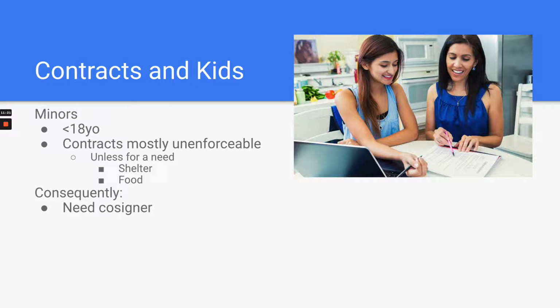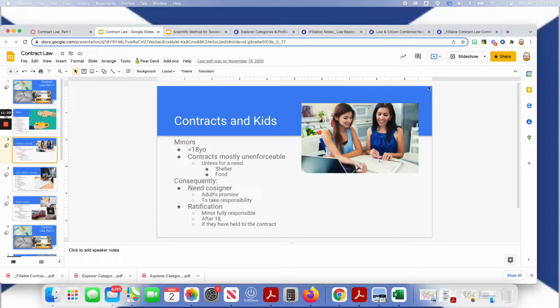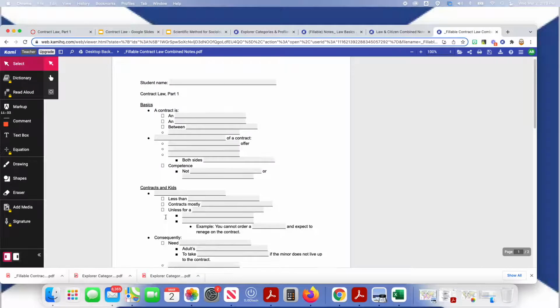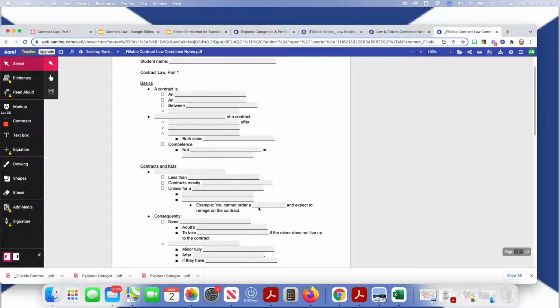There's one that says, for example, you cannot order a cheeseburger and expect to renege on the contract. Yeah, what did I put there? This is what I get for trying to mix up your notes. Actually, I'll put it up on the screen. We'll see what's going on with that, Dakota. Okay, yeah, you cannot order a cheeseburger. That's fine. Or pizza. And expect to renege on the contract.